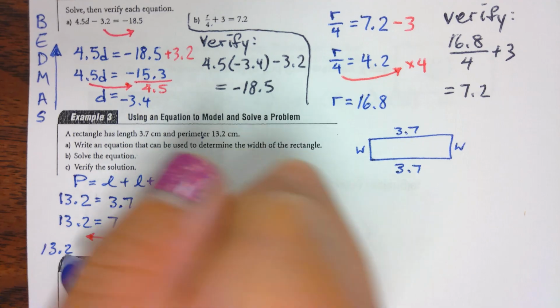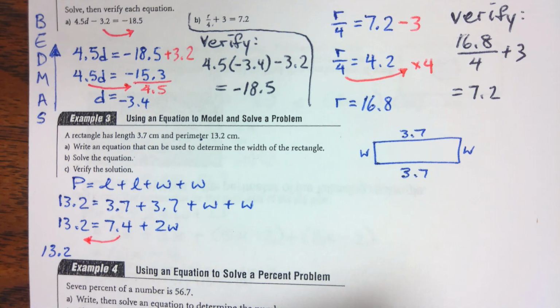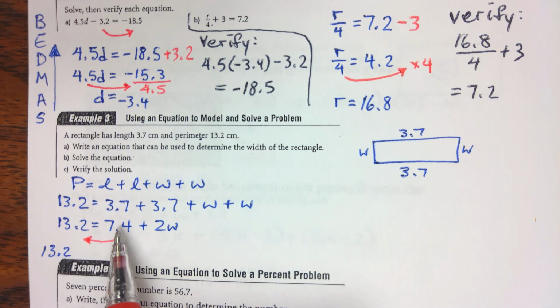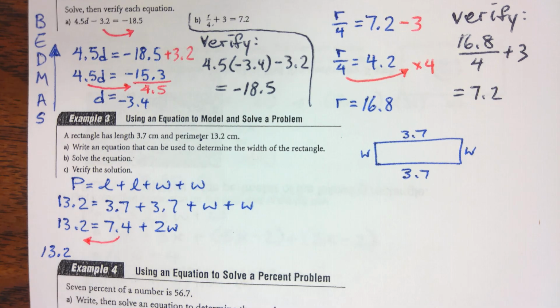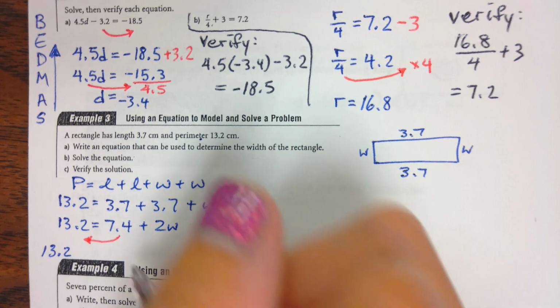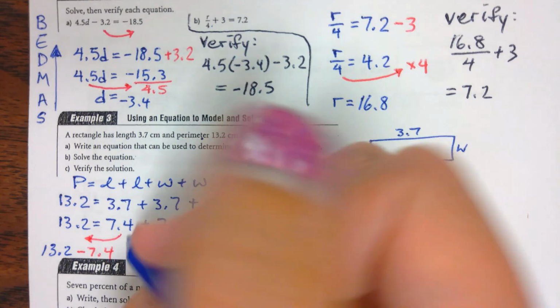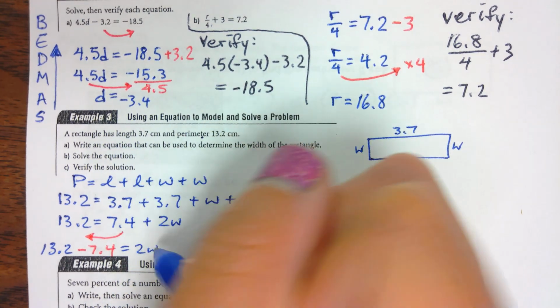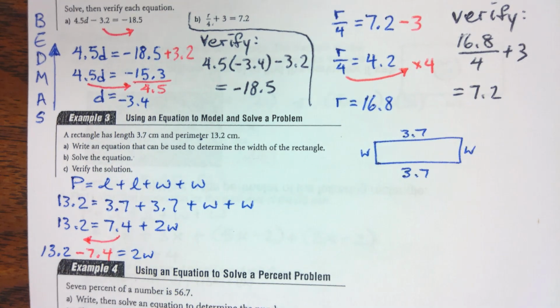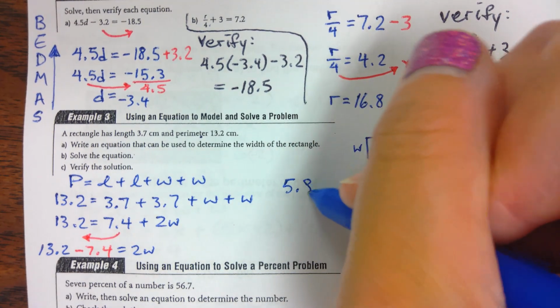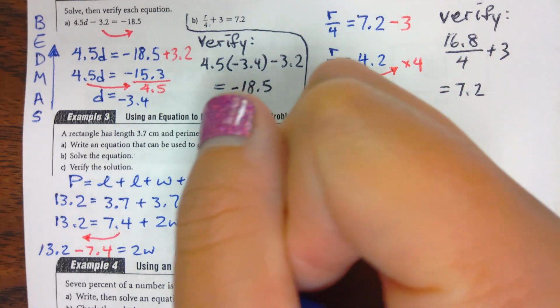13.2, what am I going to do with that 7.4? When I move it over to the other side, this is plus 7.4. So when I move it over, the opposite is minus 7.4. Okay, and I get 2W. So 13.2 minus 7.4, I get 5.8 equals 2W. Okay, Ali.